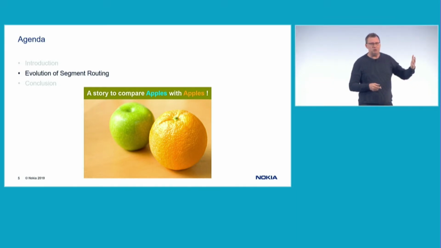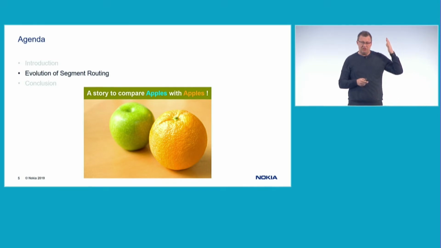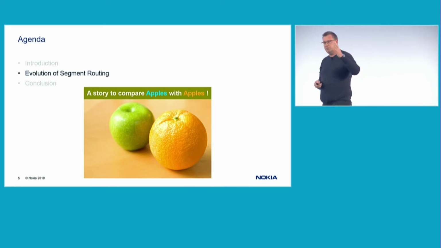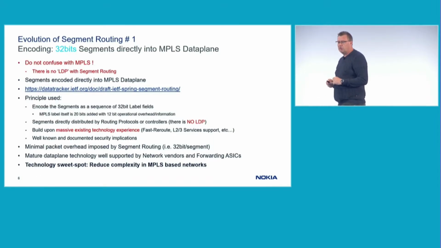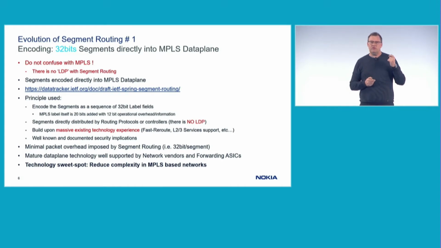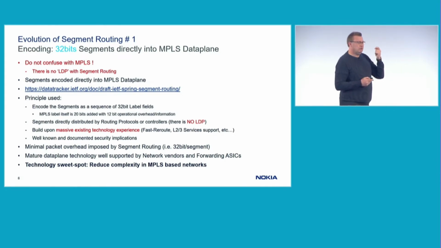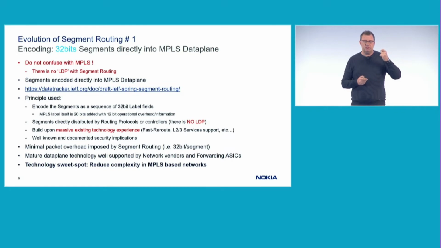So in this case, I will be comparing doing segment routing based upon 32-bit segments and segment routing using 128-bit segments. Initially, when segment routing came out, the goal of it was to simplify the MPLS forwarding within the network. So again, initially, it was really a simplification.